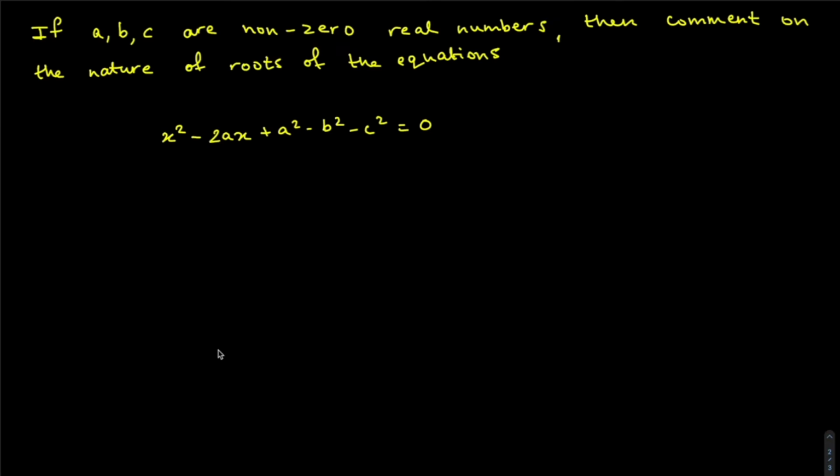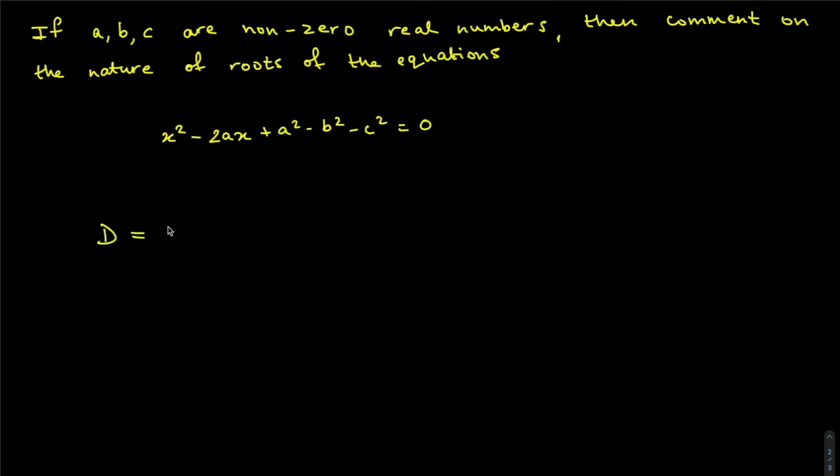So the question goes, if a, b, c are non-zero real numbers, then comment on the nature of the roots of the equation that's given right here. Now if we need to talk about the nature of the roots, we can simply do that by looking at the discriminant. So that's what we're going to do.